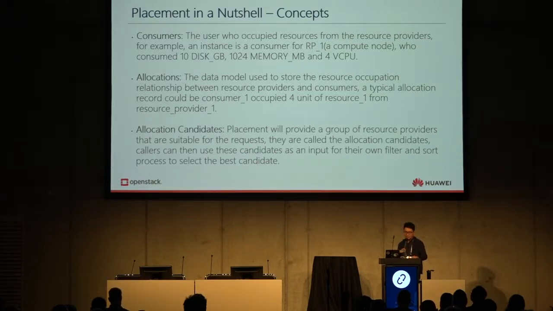Another thing is the allocation candidates. Placement will provide a group of resource providers that are suitable for your request, and they are called the allocation candidates. The caller, like Nova and other services, may use these candidates as input to the filter and sort process, as Nova has, and they can then select the best candidates they think there are.